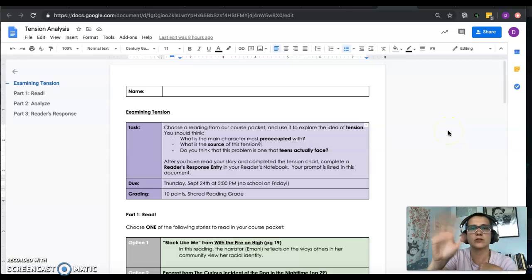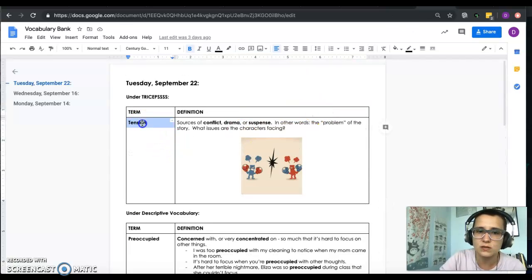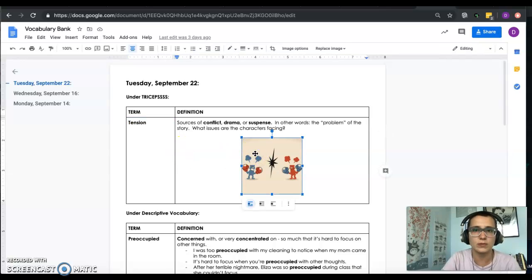Hello, Foundations of Literature. I am here to tell you about your asynchronous work. In this assignment, you are going to read one story, and you're going to examine what is causing tension or conflict in the story. I want to remind you really quick: remember, tension is something we always look for in literature, and it's basically just like the problem, right?